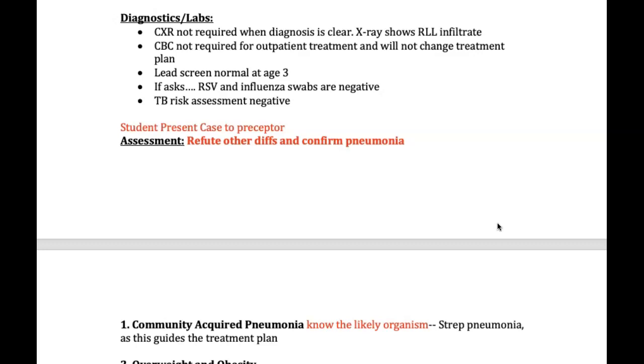CBC, again, not required for outpatient treatment as it will not change your treatment plan. Lead screen, if you were suspicious of that, he had a normal screen at the age of 3. If you were in flu or RSV season and you were suspicious of that, you could check a swab, and both of those would have been negative. And a TB risk assessment. If you were concerned for TB, his risk assessment was unremarkable.